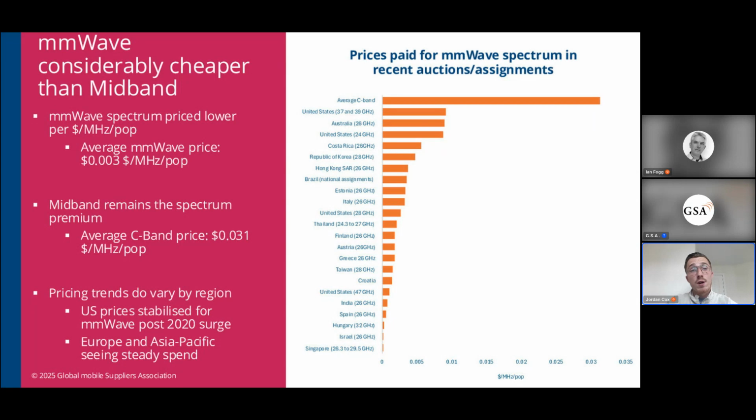That said, pricing trends do vary by region. In the United States, for example, we saw a surge in millimeter wave pricing around 2020, driven by early enthusiasm and spectrum scarcity. But prices have since stabilized. And in Europe and Asia Pacific, spend on millimeter wave spectrum has been more consistent, reflecting a gradual, measured rollout approach. And so whilst millimeter wave spectrum is currently more affordable, its value is tied to very specific use cases, typically where ultra high capacity or low latency connections are needed. As demand for services like fixed wireless access, private networks, and industrial automation grows, we may see interest and pricing begin to rise again.